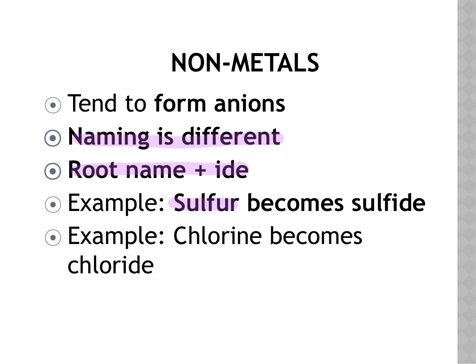So, for example, sulfur, if it's neutral, we call it sulfur. But if sulfur becomes an ion, it becomes sulfide. I'll write that below. So just regular neutral sulfur. And then if sulfur becomes an ion, it'll get that -2 charge, and we change the name to sulfide. Another example, chlorine becomes chloride.